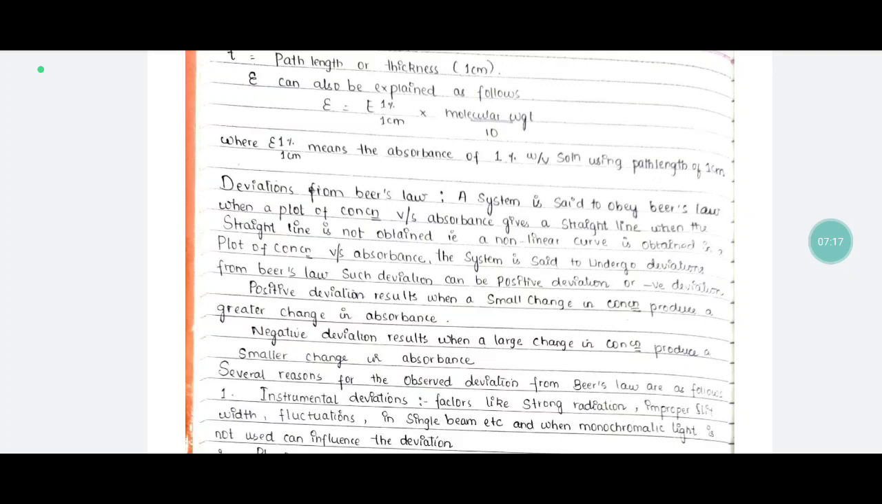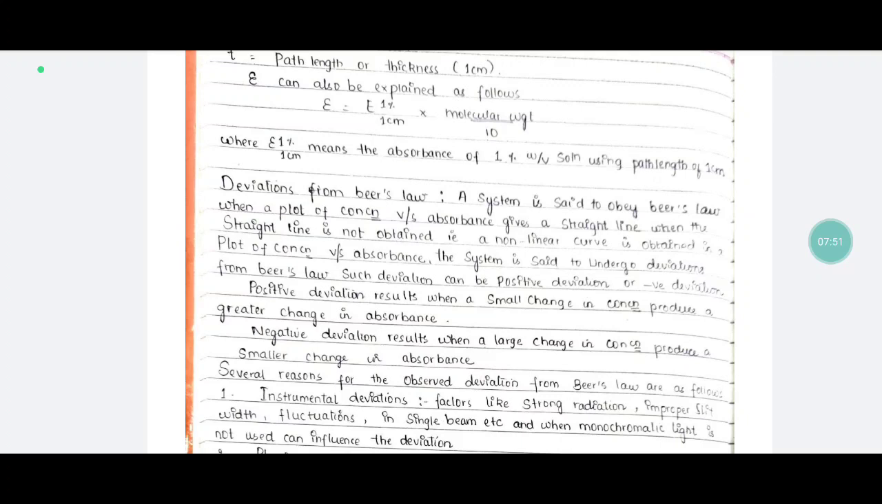Then the deviation of Beer's law. A system is said to obey Beer's law when a plot of concentration versus absorbance gives a straight line. When a straight line is not obtained, that is, a non-linear curve is obtained in the plot of concentration versus absorbance, the system is said to undergo deviation of Beer's law. Such deviation can be positive or negative.